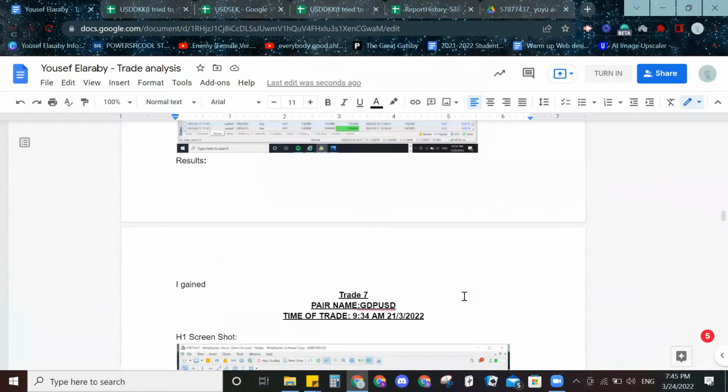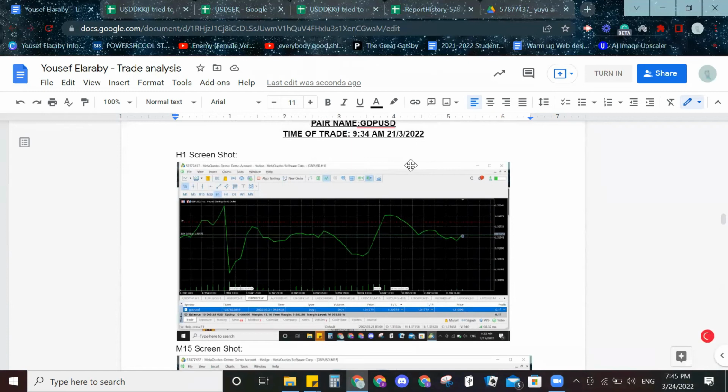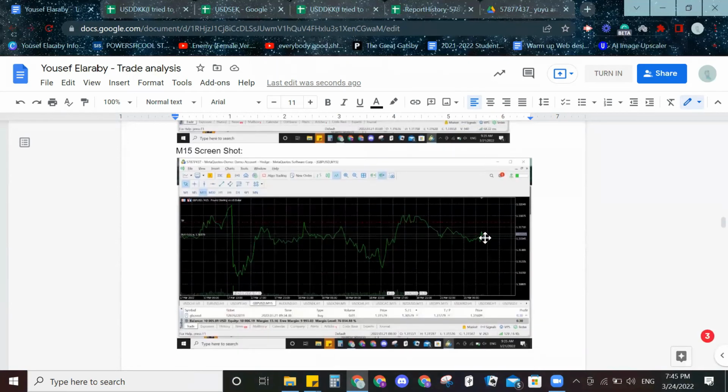I gained a lot, but there are a lot of major failures of trades. JPY to USD is more pronouncedly shown gaining, as you can see right here, as it's going up. Same thing here for both the 15 and the hour.